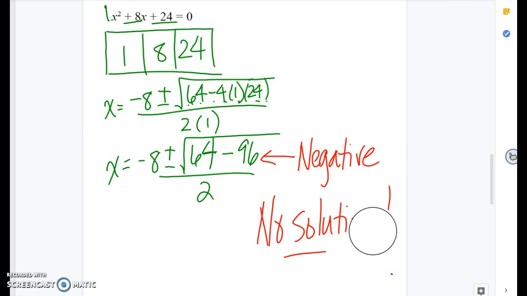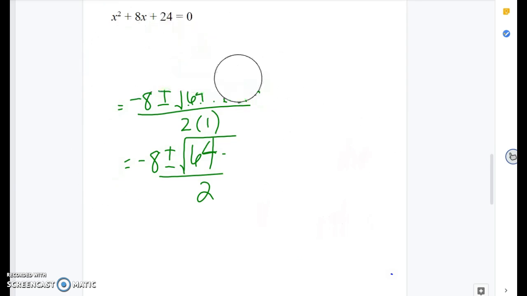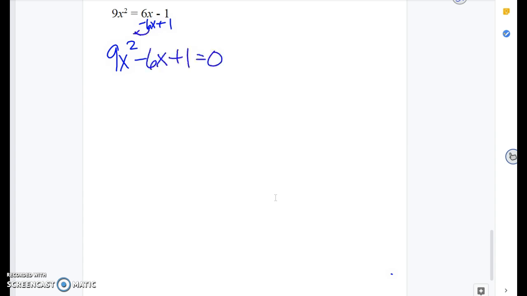So now as I scroll up to one more, get rid of all of this. There we go. Last problem. This one, again, not equal to 0, so I'm going to have to make it equal to 0. So I'm going to subtract 6x and add 1. So I get 9x squared minus 6x plus 1 equals 0. Again, I can't factor that. At least I don't know how to factor that because my 9 is not a 1, so I'm not sure what to do. So I'm going to use the quadratic formula again, see what happens.